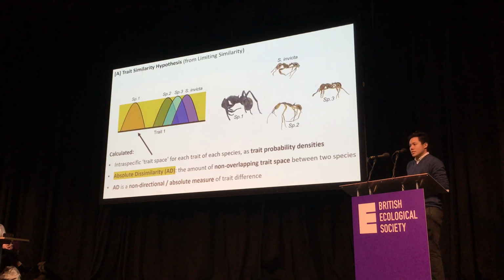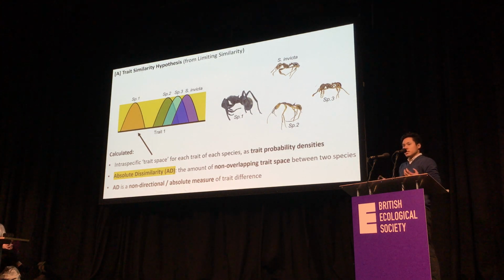So the first hypothesis is the trait-similarity hypothesis, relating back to limiting similarity, the idea that species which are dissimilar can co-occur. And we basically calculated this metric of absolute dissimilarity for each trait between each species and the fire ant. It is a non-directional measure of dissimilarity, suggesting that there are no better or worse values.